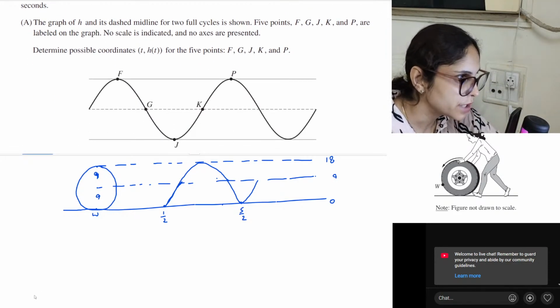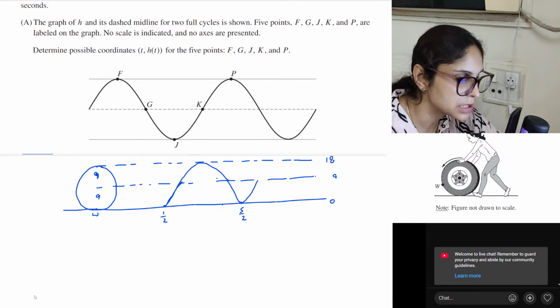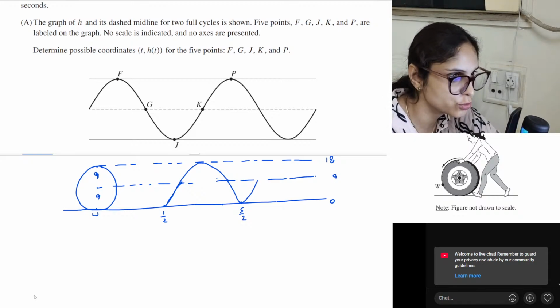So the graph of H and its dashed midline for 2 full cycles is shown. 5 points F, G, J, K and P are labeled on the graph. No scale is indicated and no axes are presented. Determine possible coordinates (t, h of t) for the 5 points.